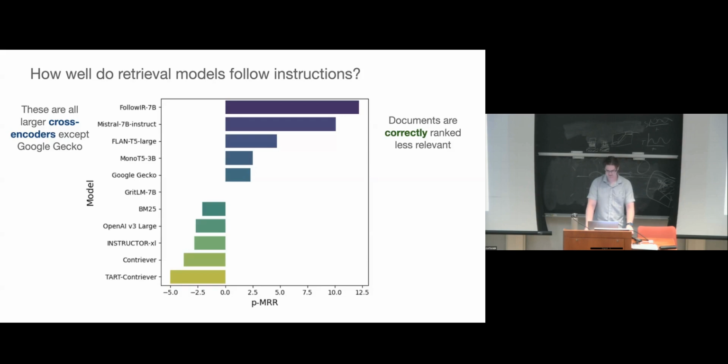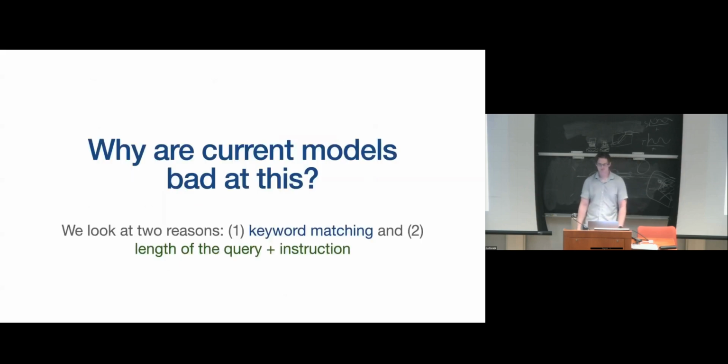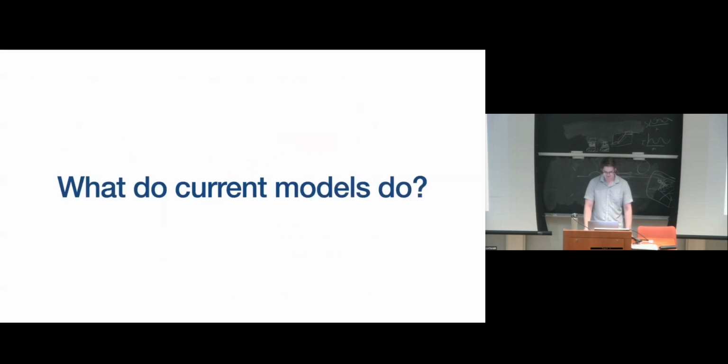So why are current models bad at this? We looked at two main reasons. The first is, my intuition was that they're just keyword matching. We give them these instructions and they're ignoring them as instructions, and performing this sort of semantic keyword matching. The second is, you might think retrieval models don't usually see long queries, so maybe it's just the length of the query that makes the difference here. Let me talk about these.